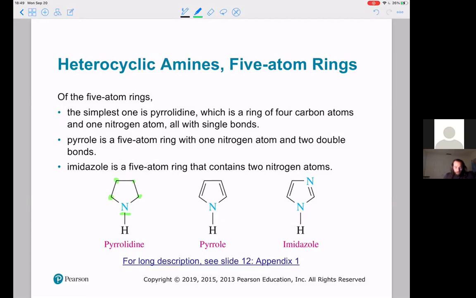If we have, for example, pyrrole, where two pairs of carbons are double bonded together, that would also be considered a heterocyclic amine. This one's actually aromatic, but that goes a little bit beyond this course. And then you can have multiple nitrogens in that ring. So this is an example, imidazole. It has 2 nitrogens in that ring, okay? And these are all 5-membered.